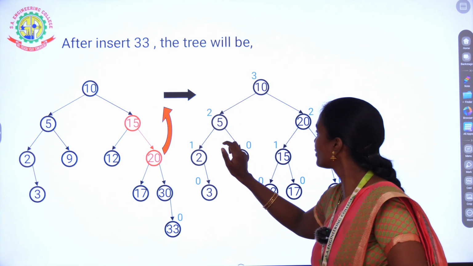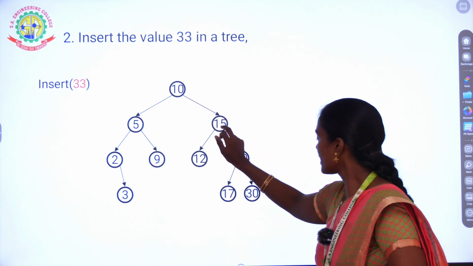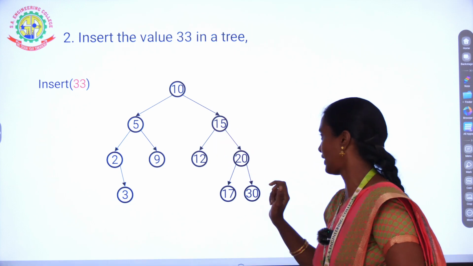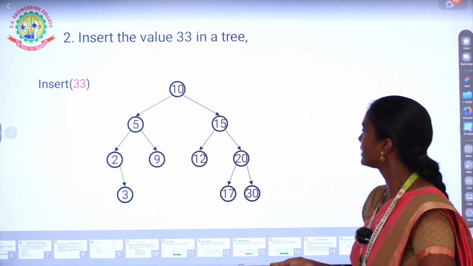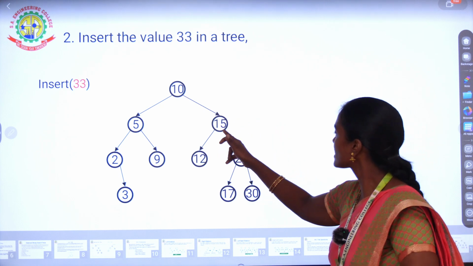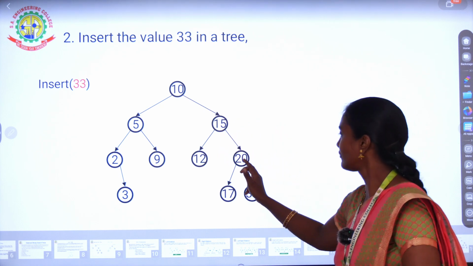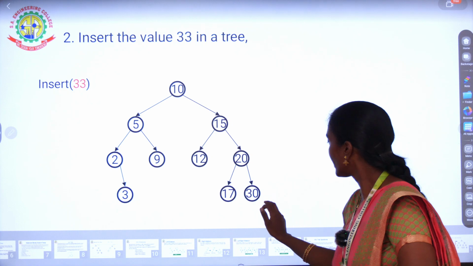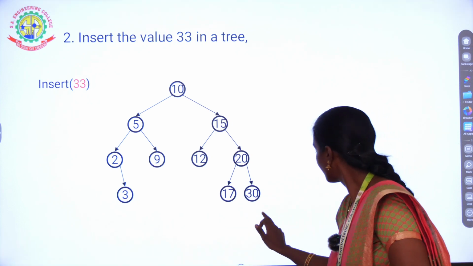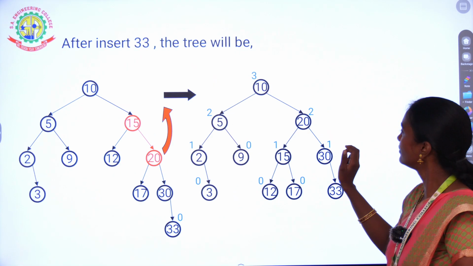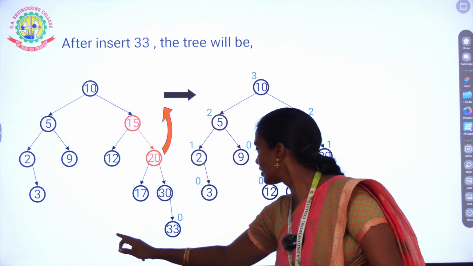Next we check with another node. Here the node is 50. The value 33 is less than 50, so again we have to check the condition. Finally we reach the position and insert the node here. After inserting the node, the tree should be like this.